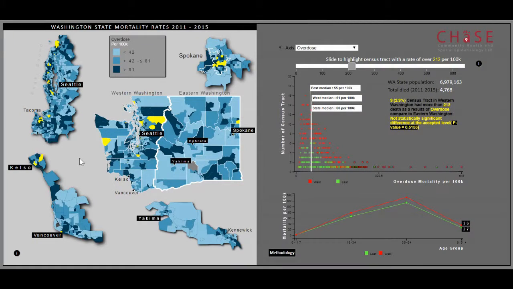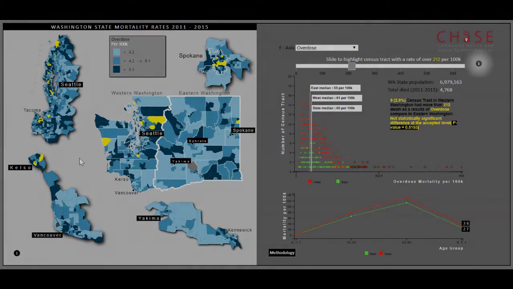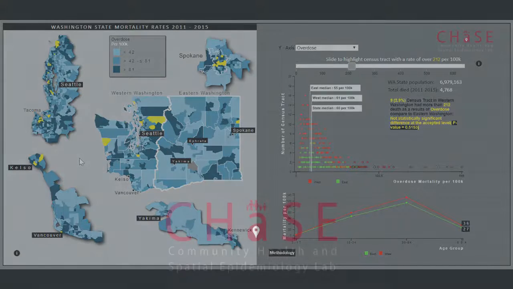For further guidance while using the tool, hover over the I buttons placed throughout. Methodology can be viewed by hovering over the labeled button, and similar visualizations can be found at the Chase Lab website.